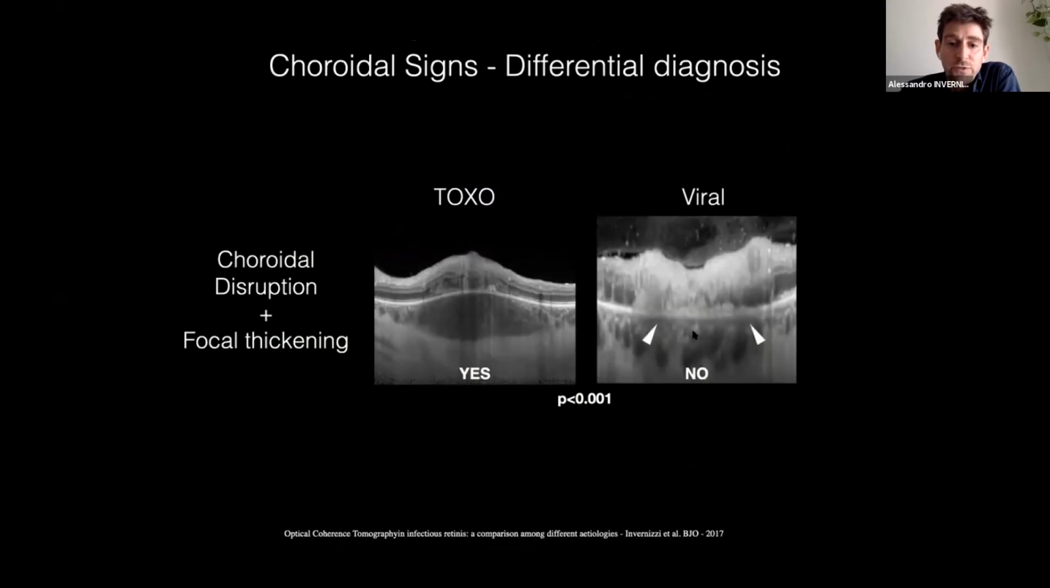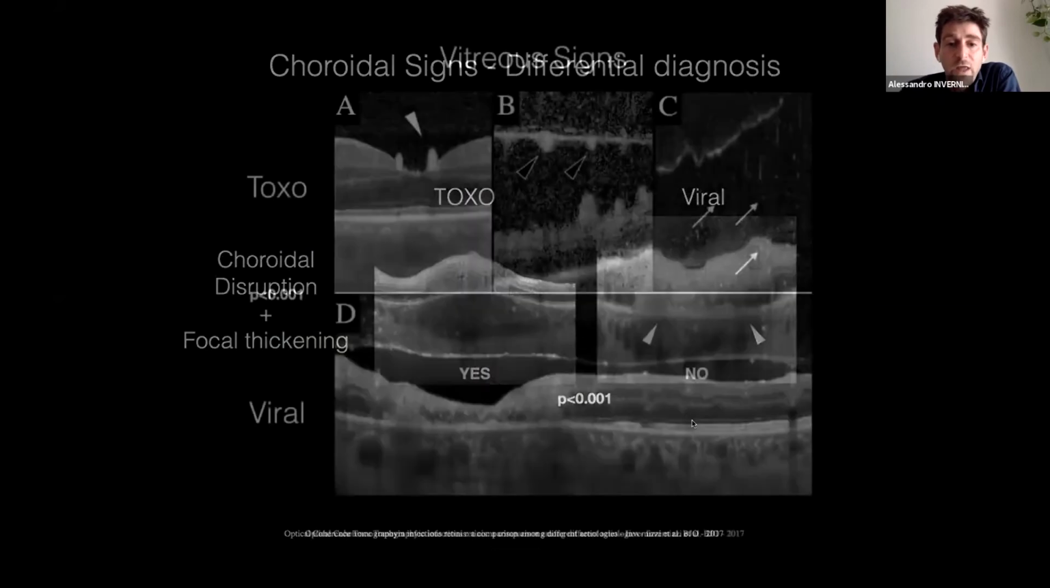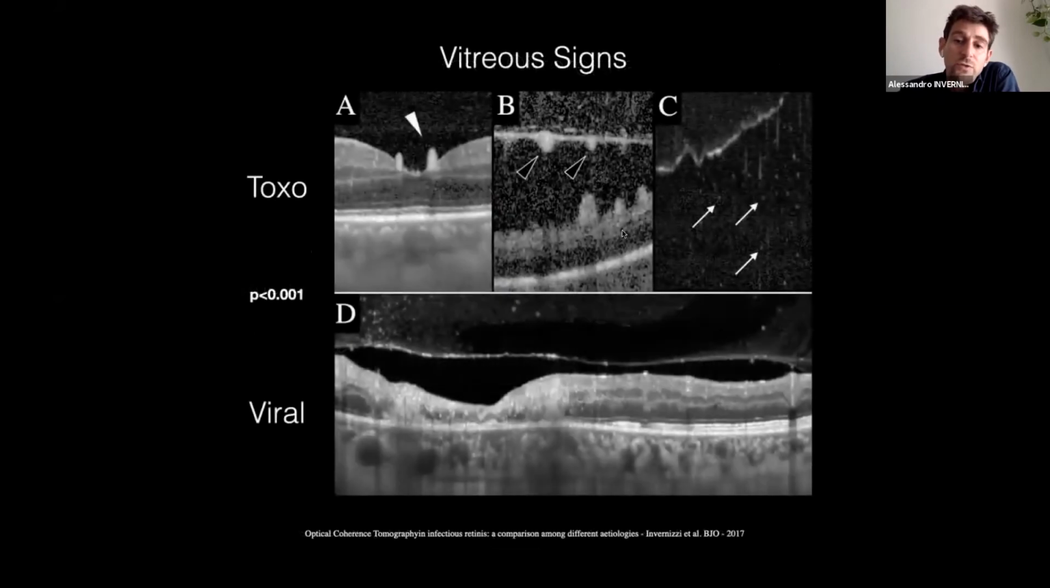So if you compare the OCTs between toxo and viral retinitis, sorry, they look very different because the retina and the retinitis may have similar features, but the choroid is definitely different. In toxo, you've got choroidal disruption and focal thickening, while in viral, you don't have it. And also the vitreous may show some differences.